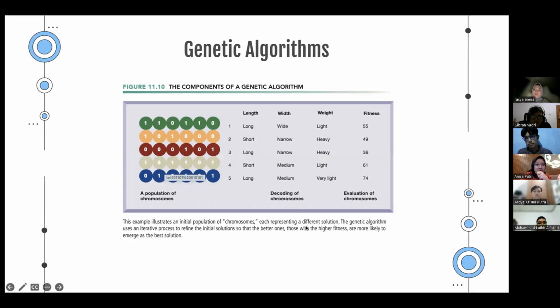This is the figure. This example starts with an initial population of chromosomes representing different solutions. The genetic algorithm uses an iterative process to refine the initial solutions so that the better ones, with higher fitness, are more likely to emerge as the best solution.